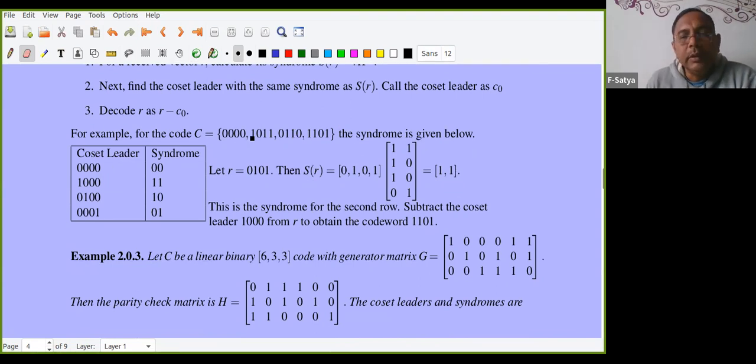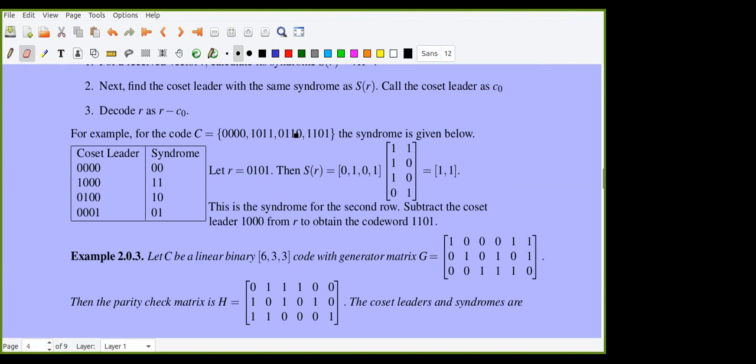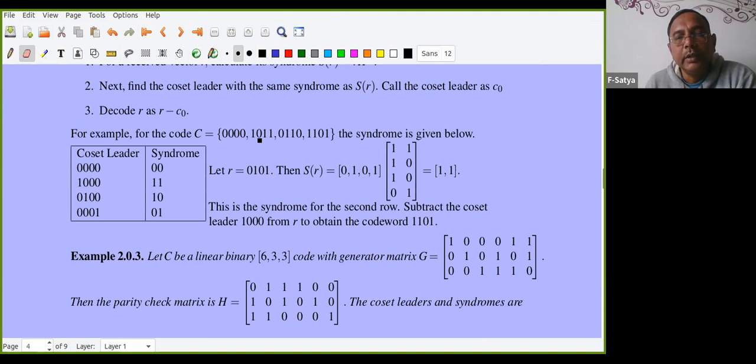The distance is 2. Since the distance is 2, there is no weight one vector here. So I'll take 100 as the first coset leader. Now I will add 100 to all of them and I'll get that row, but I'm not worrying about that now. I'm just computing the syndrome for this. But what is the matrix now? What is H now?